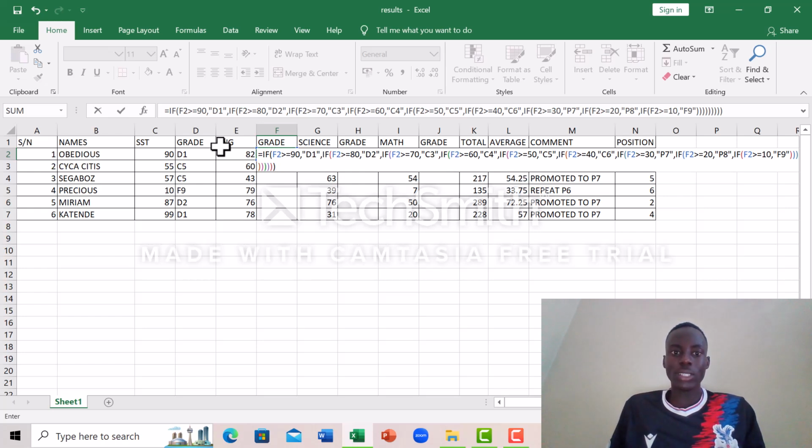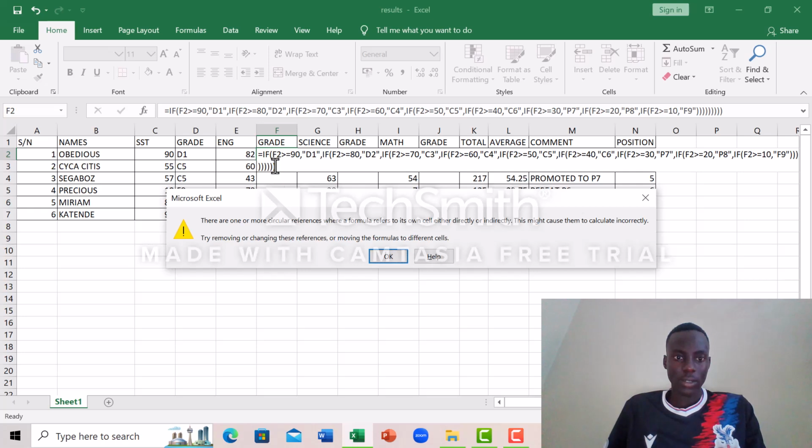brackets until you see it ending with a black bracket. I hope you can see these brackets are different, but this has ended up with black. Since the beginning also is black, just end with black, then we shall say and try moving all changes. But let's first figure that there are one or more such references with formal reference and don't sell directly, cause them to cascade in quality. Try to remove or change these references or move the formulas to different cells.